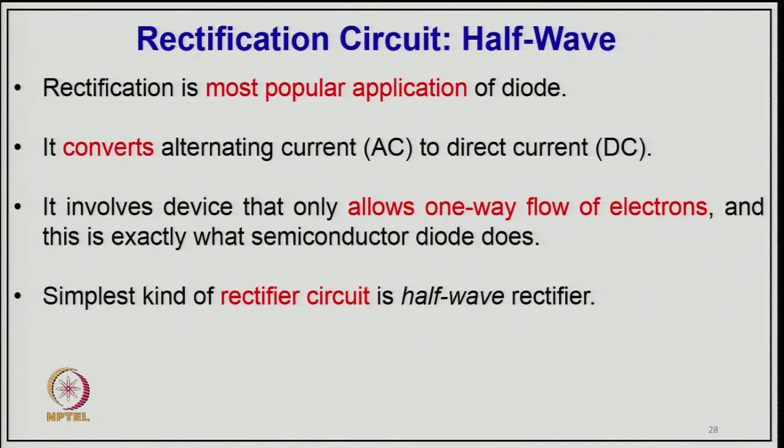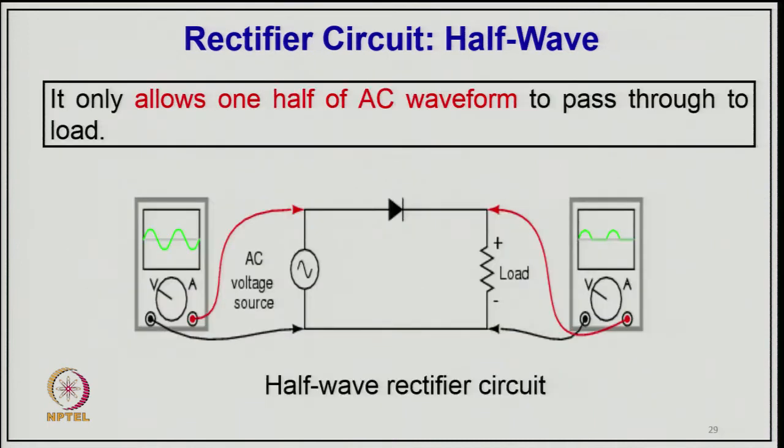Coming to the rectification circuit, it is the most popular application of diodes, and it converts alternating current to direct current. It involves a device that only allows one way of flow of electrons, and that is exactly what semiconductor diodes do. The simplest kind of rectifier circuit is the half wave rectifier, consisting of one diode.